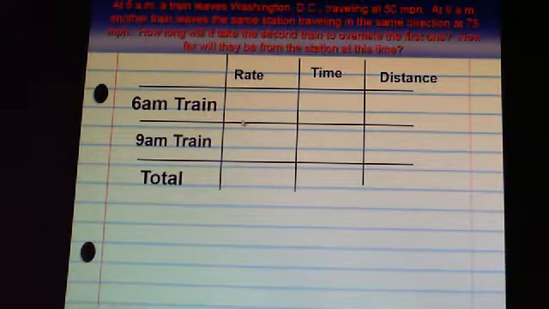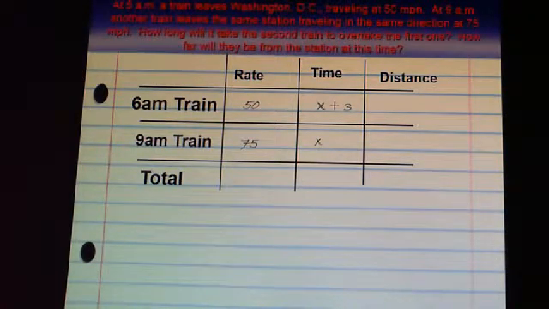Now, the rate of the 6 a.m. train is 50, and the rate of the 9 a.m. train is 75. Time for the 6 a.m. train is x plus 3. Why is it x plus 3? Well, the 9 a.m. train is going to be my x. So the 6 a.m. train has 3 more hours because it left 3 hours earlier than the 9 a.m. train. So that's why it's x plus 3.